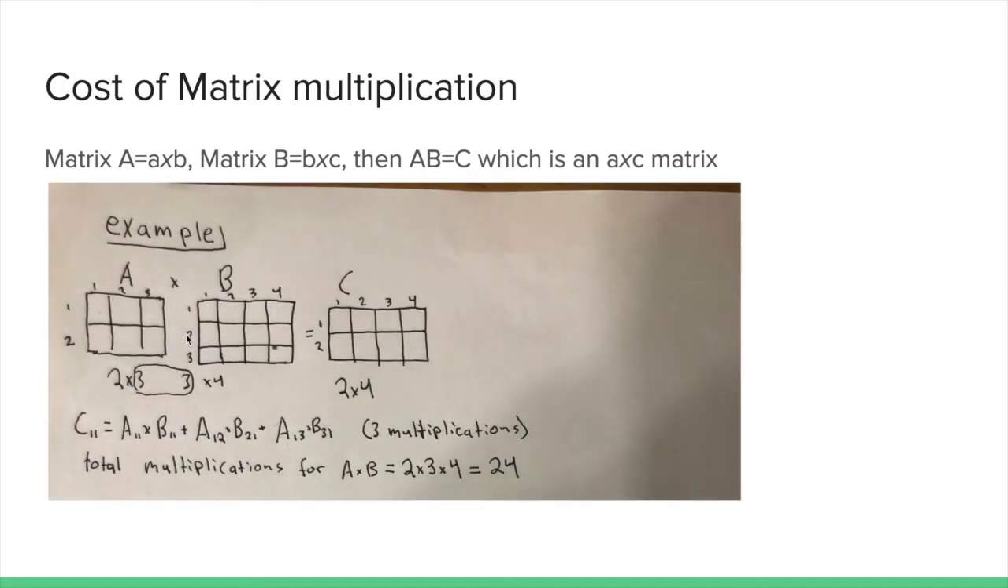This is just an example where A is a 2 by 3 matrix and B is a 3 by 4 matrix. They both have 3 here, so that checks the property above, and this results in a 2 by 4 matrix.